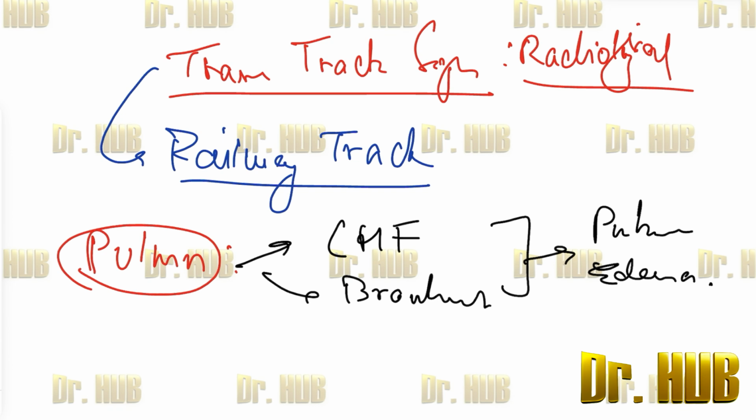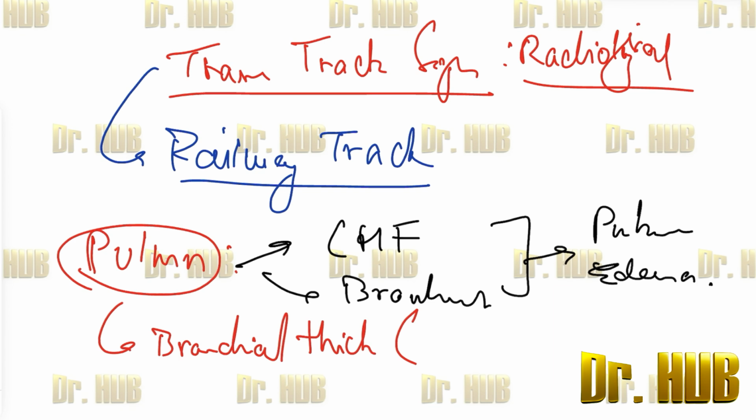And next, the tram tracks here are caused by the bronchial wall thickening and can be detected by lateral chest X-ray. So it is a bronchial wall thickening which results, and it is detected by the lateral chest X-ray.